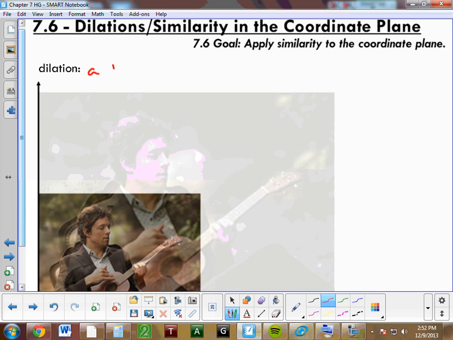So it's a transformation that changes size but not shape.